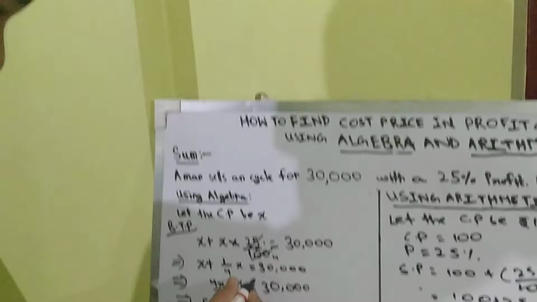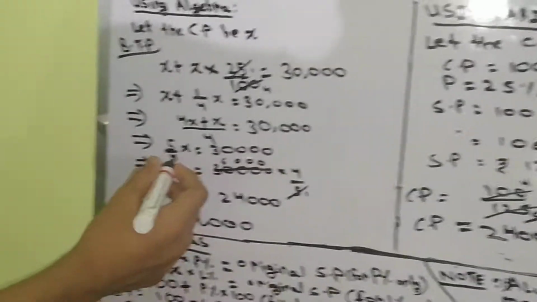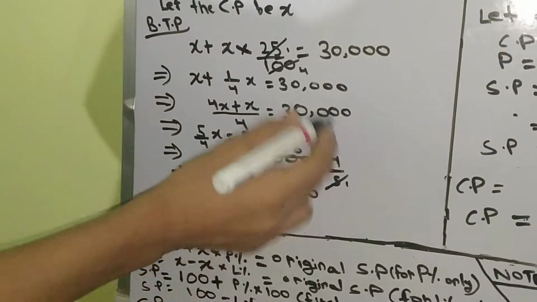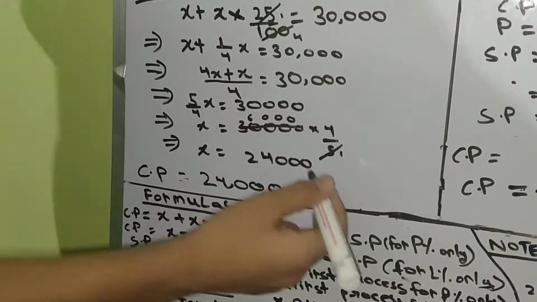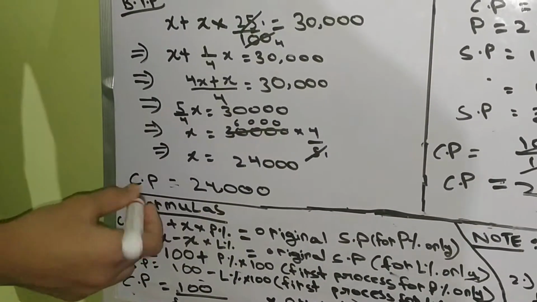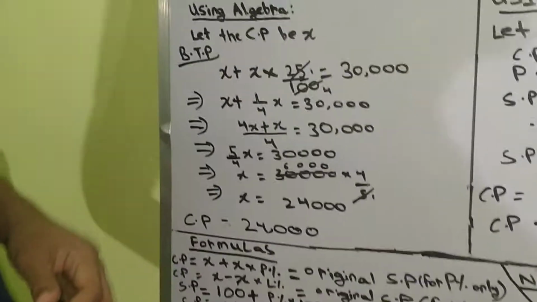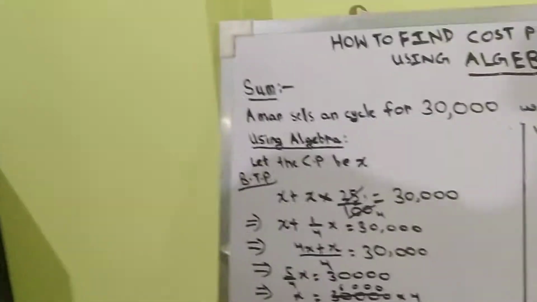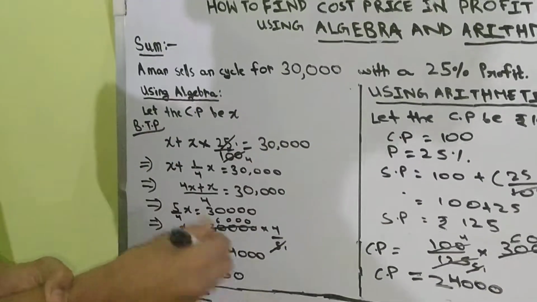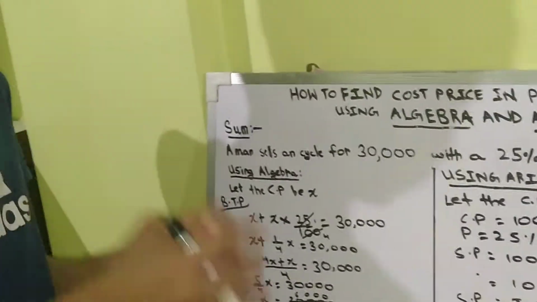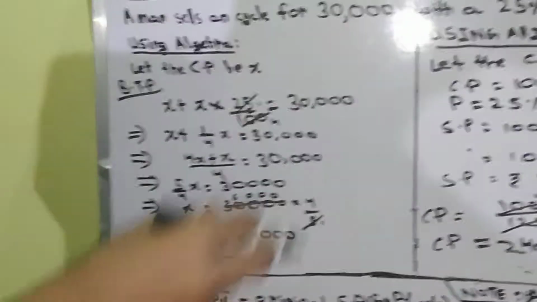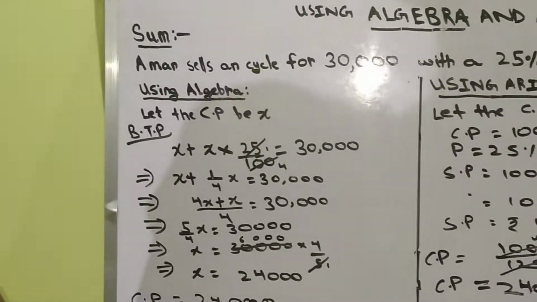x plus 1 by 4x equal to 30,000. 5 by 4x equal to 30,000. Therefore x is equal to 30,000 into 4 by 5. It gets reversed due to transposing. Then x is equal to 24,000. So the cost price is equal to 24,000. So whenever we use algebra to find it, we always have to input the formula of selling price and then give the original selling price at the end. This is the method using algebra.